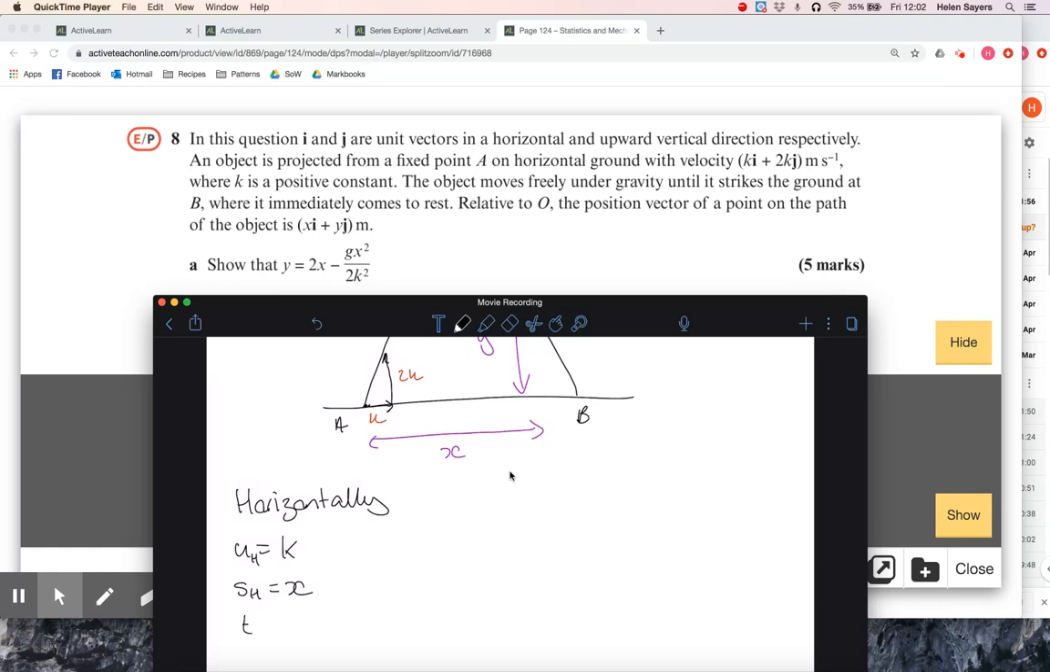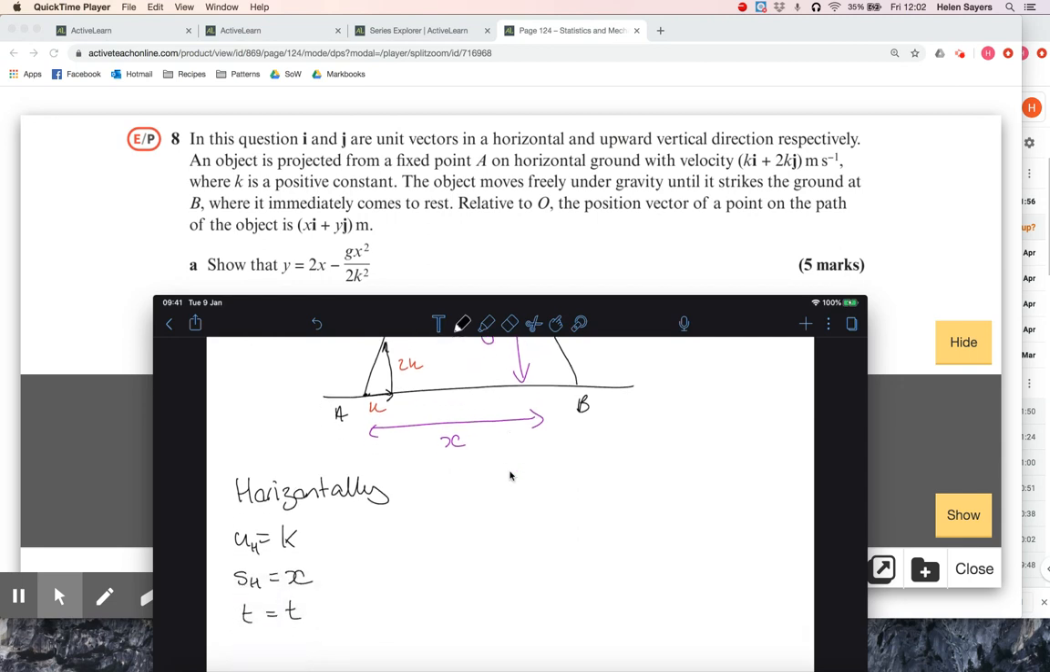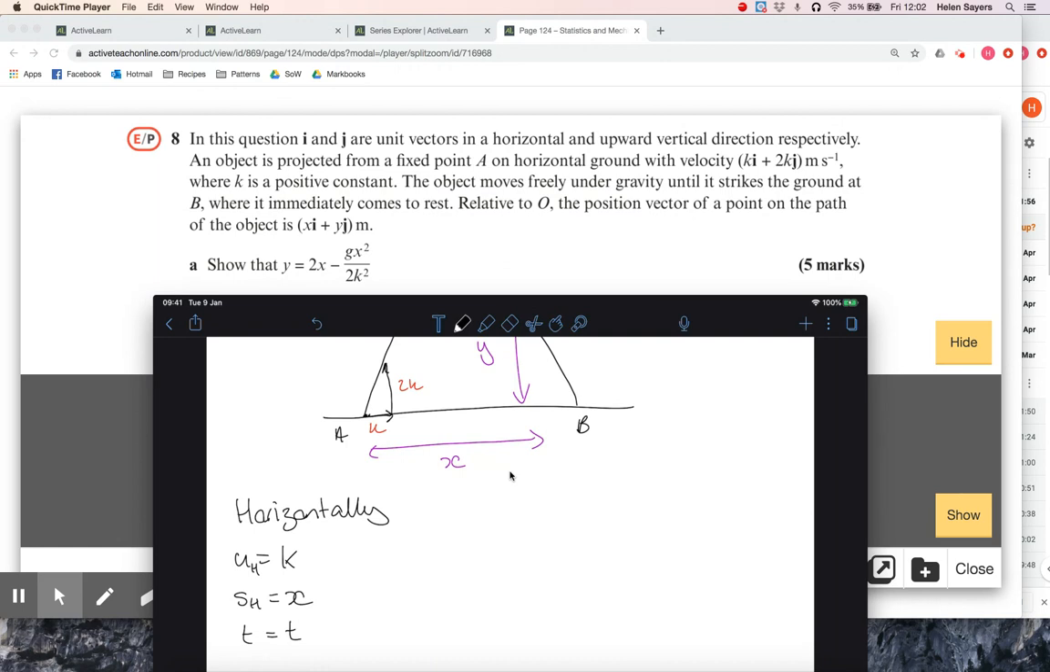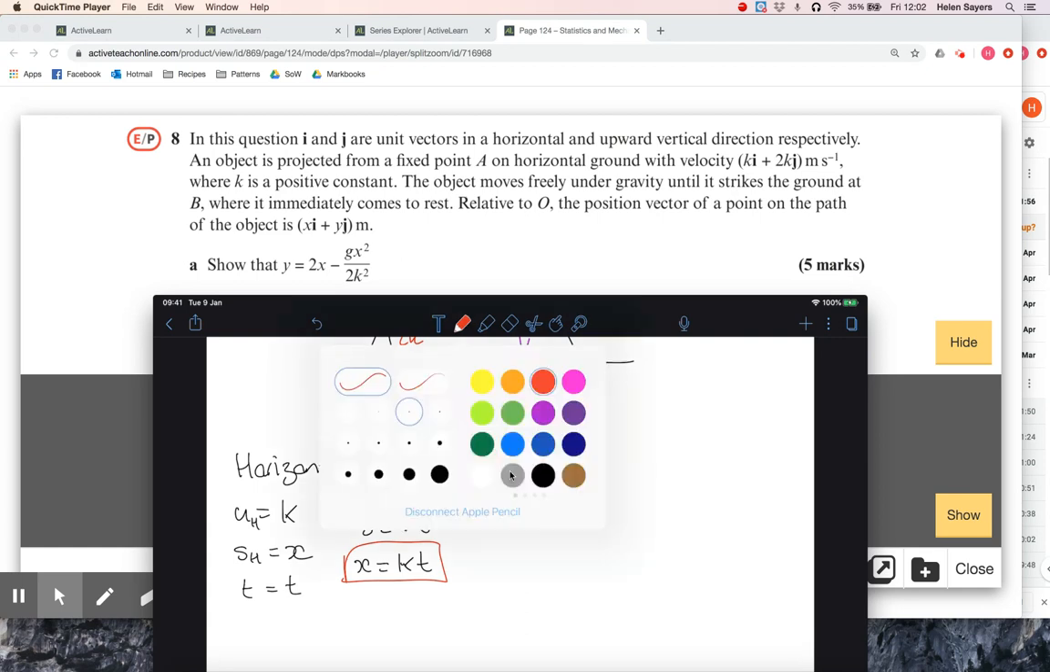And always with these questions, hopefully if you've done the rest of the exercise, you're used to this now. We're really looking at t, because t is what connects. Whenever it's at this position, you don't have a different vertical and horizontal time. Whatever the time is, whether it's 5 seconds or 10 seconds, it's the same for horizontal and vertical motion. You can use suvat with a is 0, but it's a lot quicker if we just say that displacement is velocity times time. So we're calling the displacement x, the velocity is k, and time is t. Okay, so we will come back to that.